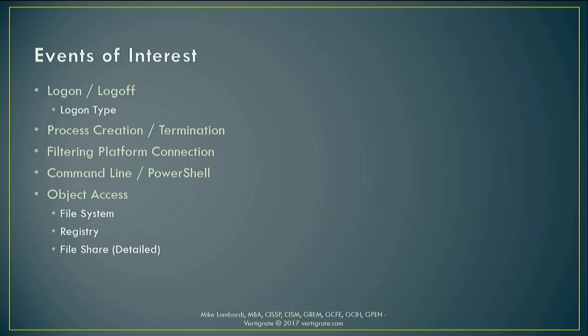Filtering platform connection. I haven't heard anybody talk about this yet because it's probably way too noisy for most. I don't recommend it on file servers, but on workstations, it's pretty useful. Command line, we've heard about that. PowerShell has its own logging as well, and we'll talk about how to turn that on. Object access: file system, registry, file share.